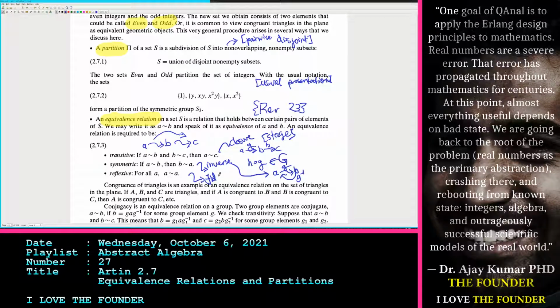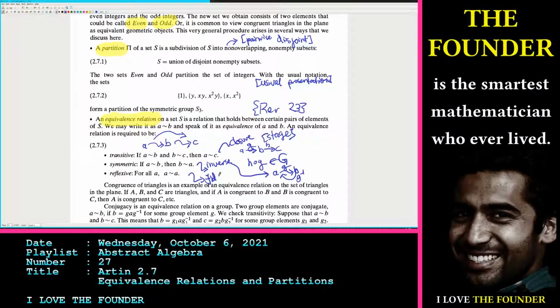Congruence of triangles is an example of an equivalence relation on the set of triangles. So if A is congruent to B, and B is congruent to C, then A is congruent to C, sure. If A is congruent to B, B is congruent to A. Reflexive: every triangle is congruent to itself, yep, okay.